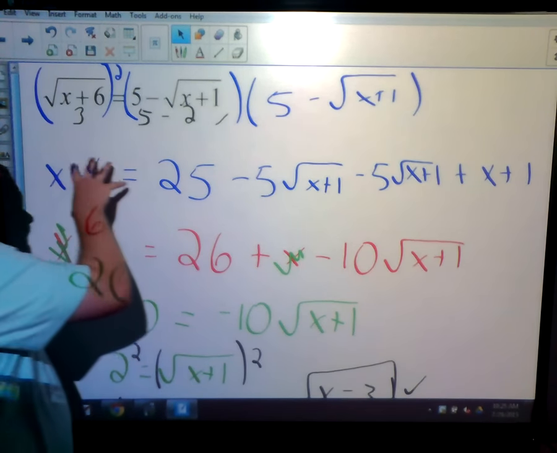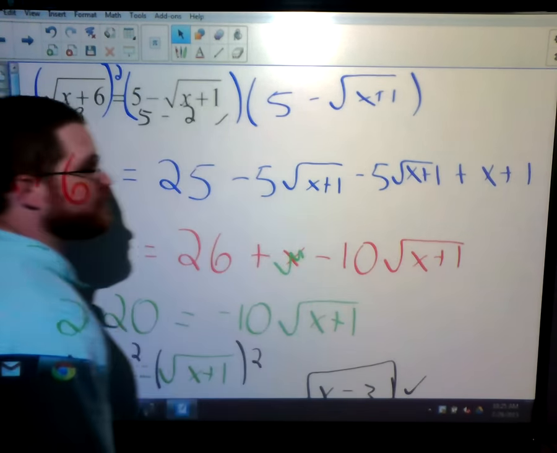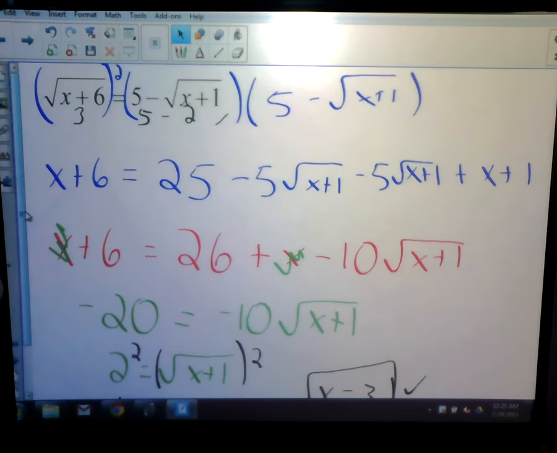I got rid of the left side, but by doing that, I made a right side with a radical. Then I had to get rid of the radical on the right side. This is a hard problem, so it takes practice.